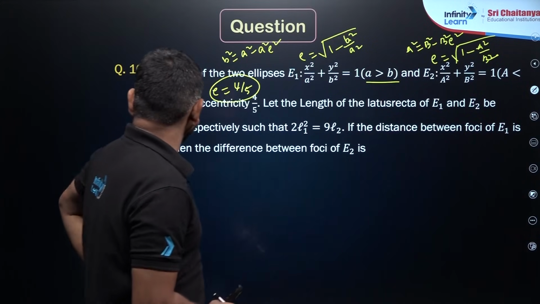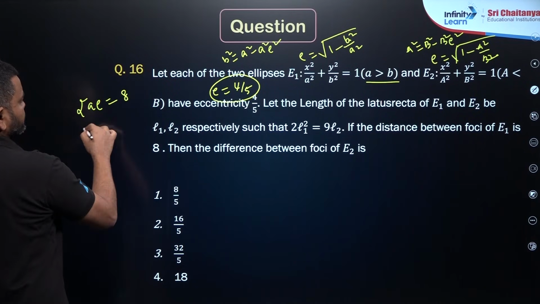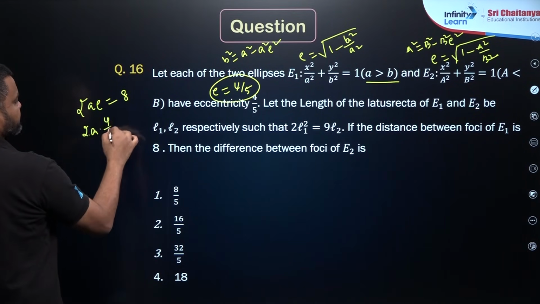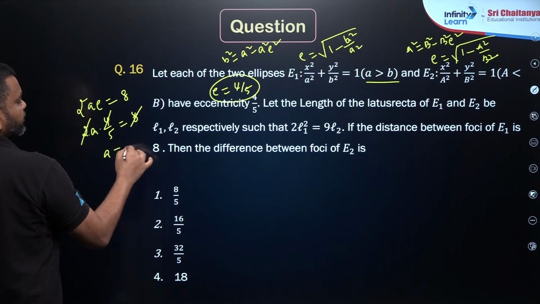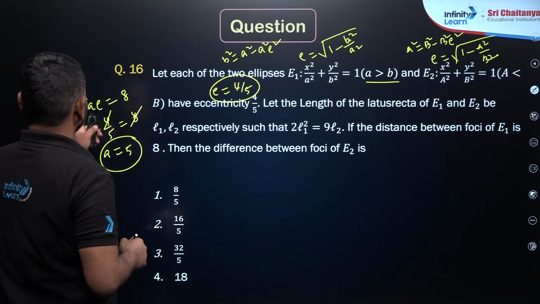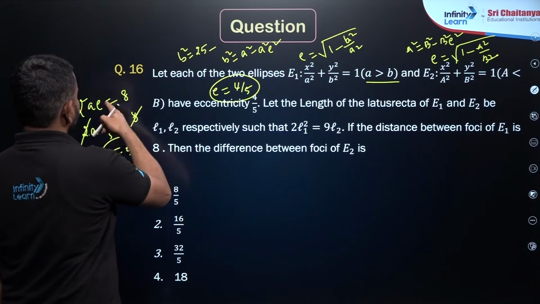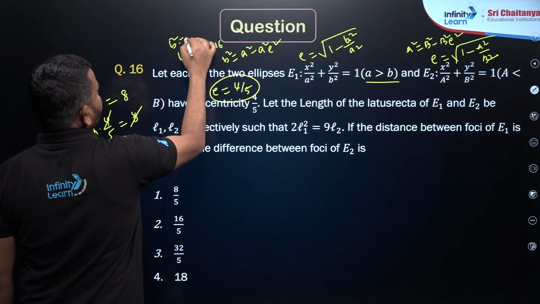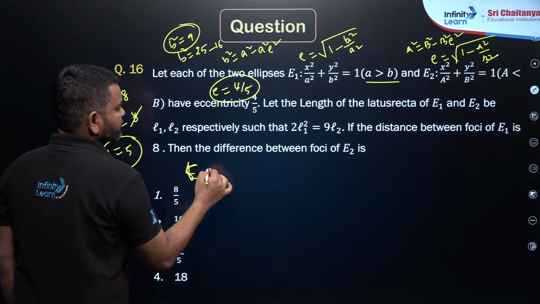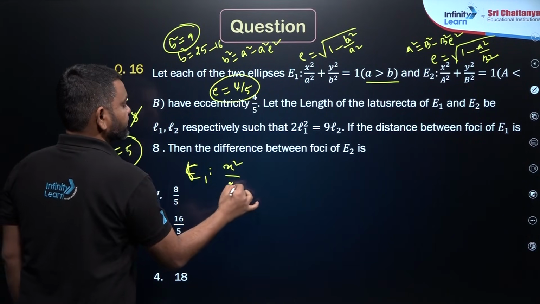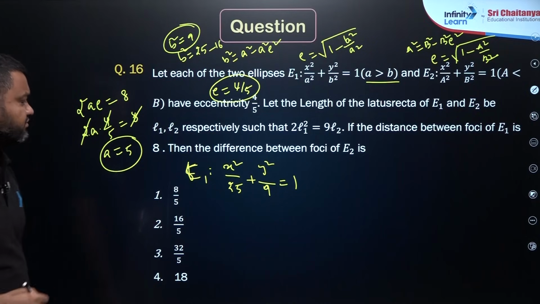The distance between the foci of E1 is 8. So 2AE is 8. So 2 I know, A value I need, E is 4 by 5, that is equal to the given 8. This is getting cancelled. So A value I am going to get as 5. So if the value of A is 5, AE value is already 4. So B square is going to be 25 minus 4 square, which is 16. So B square value is going to be equal to 9. So E1 is going to be x square by 25 plus y square by 9 is equal to 1. This is the first ellipse we have.